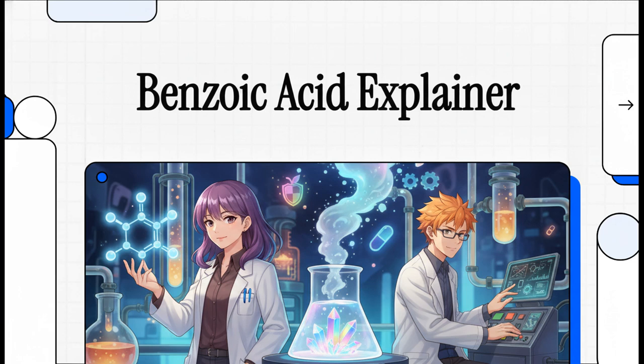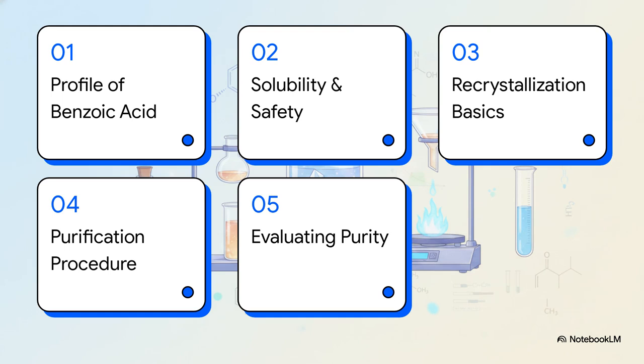We are jumping right into our explainer on an absolute heavyweight in organic chemistry, benzoic acid. Whether we're talking about food preservation, synthesizing brand new pharmaceuticals, or working in massive industrial manufacturing, this is one of the most important aromatic carboxylic acids in existence. Today, we're going to explore not just what it is, but exactly how we can manipulate its physical properties to purify it.